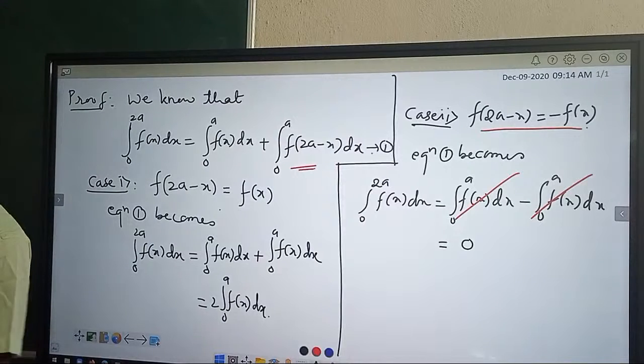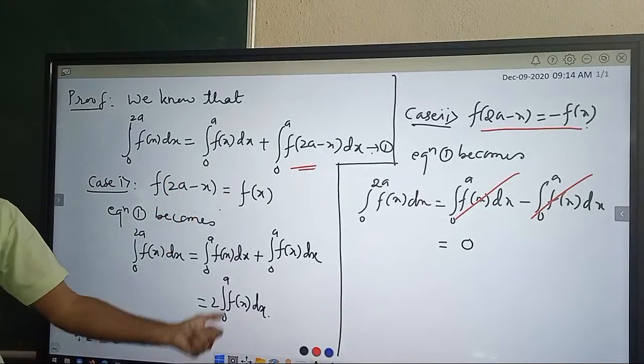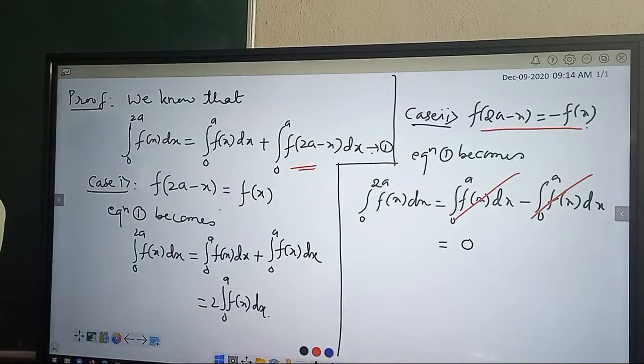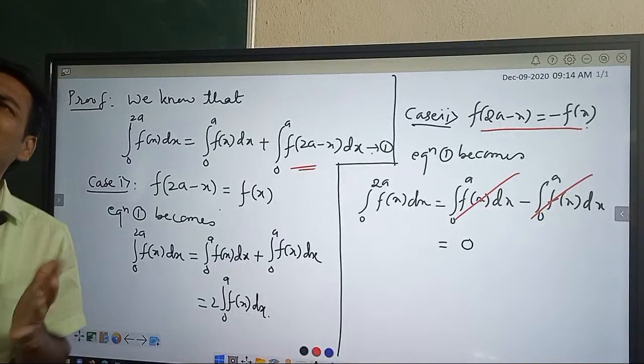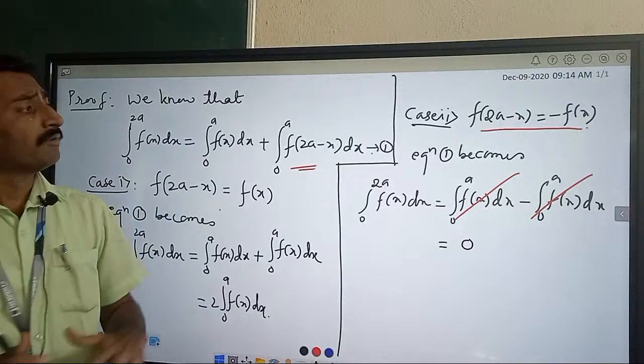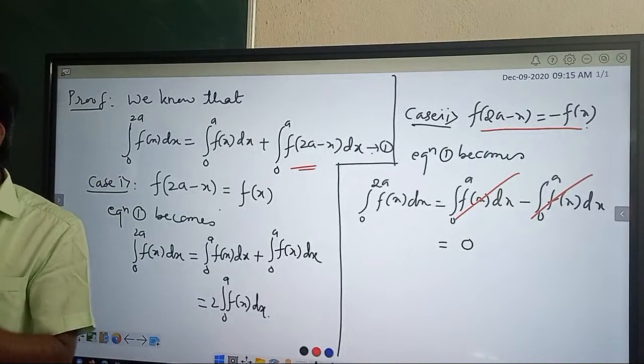So very, very important thing you should remember: the integral from 0 to 2a of f of x dx is always 2 times the integral from 0 to a of f of x dx whenever f of 2a minus x is the same as f of x. And sometimes you feel, oh sir, we did not understand the meaning of this. I don't understand. Property is okay. We understood the property. The proof we got correct. But what is the inner meaning of that?